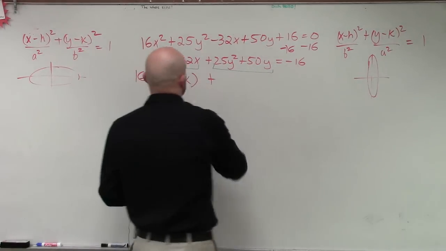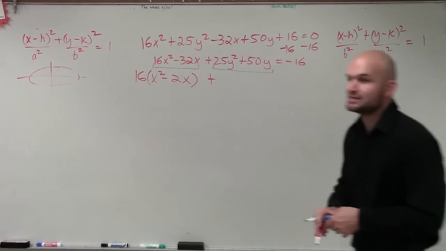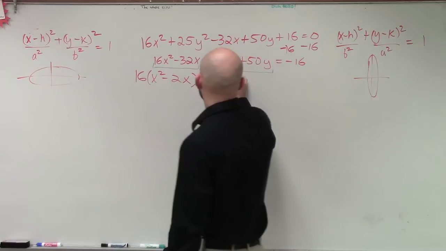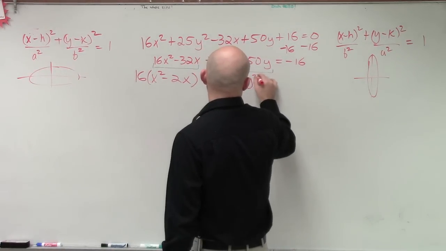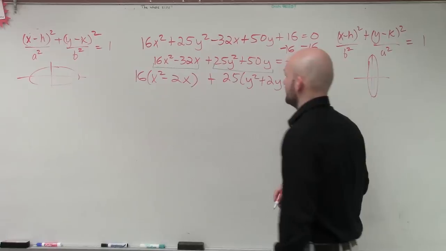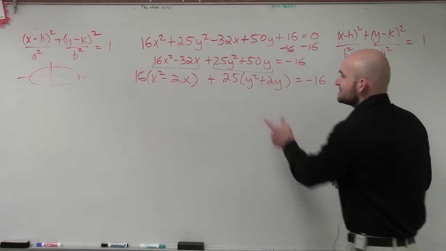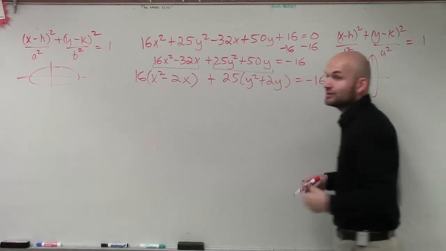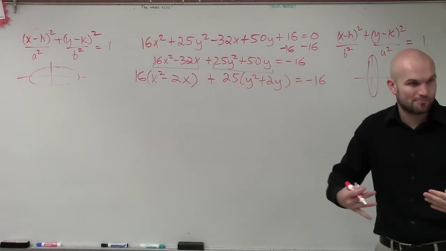And then here, before I can complete the square for my y's, I can factor out a 25, right? So 25 times y squared plus 2y equals negative 16. Okay, so now you guys can see I have these binomials that I want to create into a perfect square trinomial.